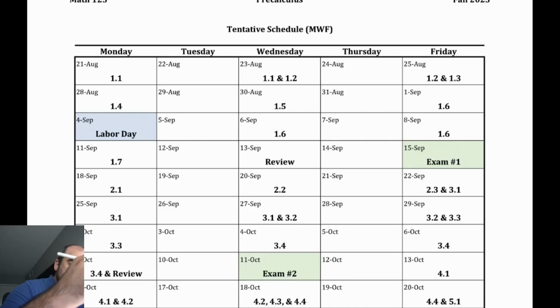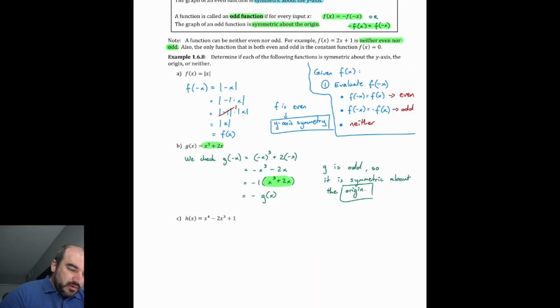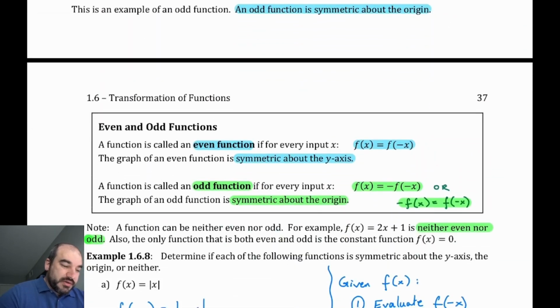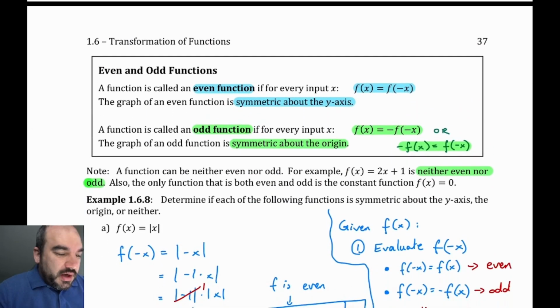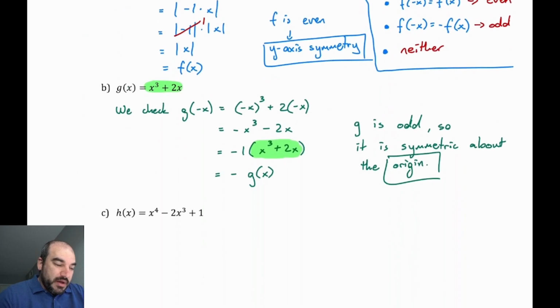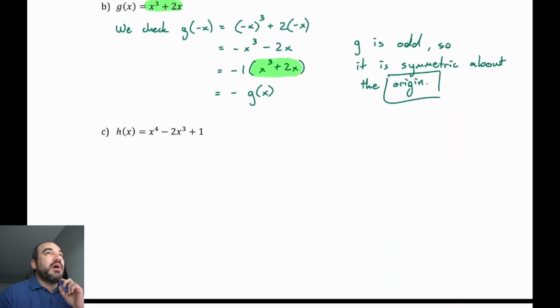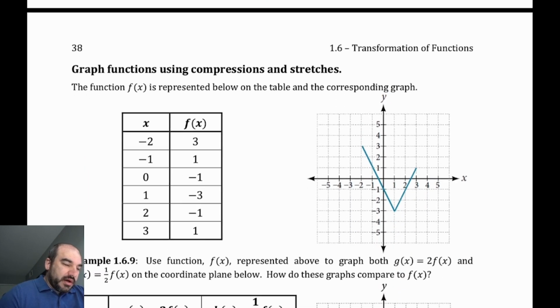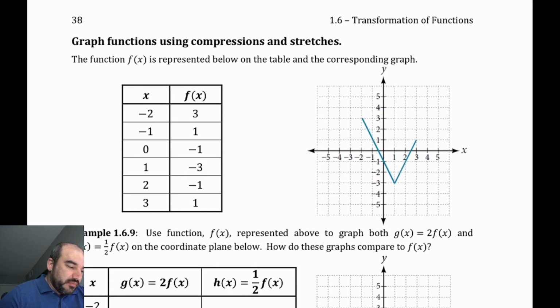So we're doing 1.6 today. Let me go back to where we were last time. We talked about some transformations, specifically shifts up and down, left and right, and then we talked about even and odd functions last time. This time we are going to continue with compressions and stretches of parent functions.